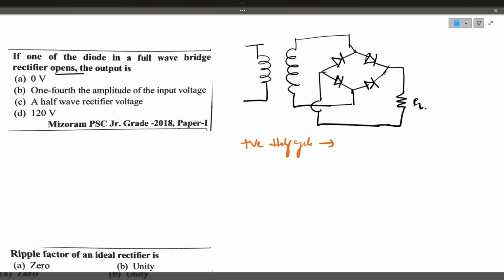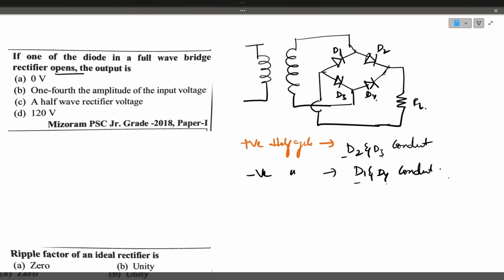Here the notation is D1, D2, D3, D4. In the positive half cycle, D2 and D3 conduct. For the negative half cycle, D1 and D4 conduct. If any one of the diodes fails, only half of the cycle will come. The output will have only half of the cycle, either positive or only negative half cycles. So it acts like a half wave rectifier. The answer is option C.